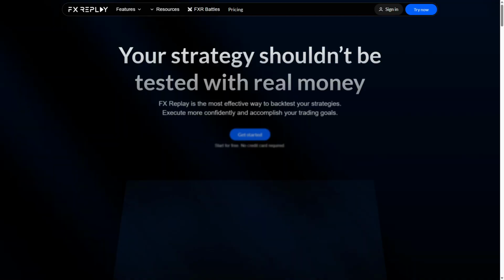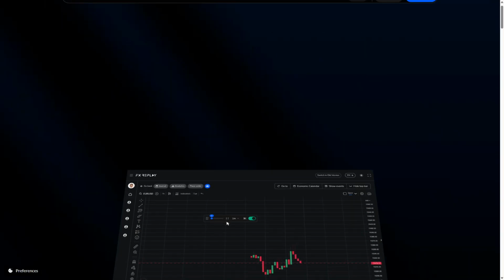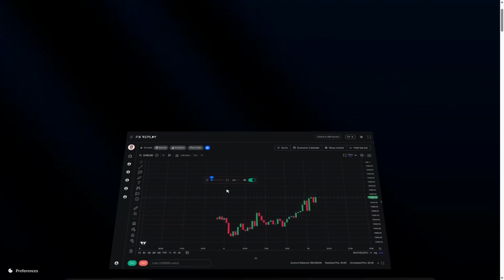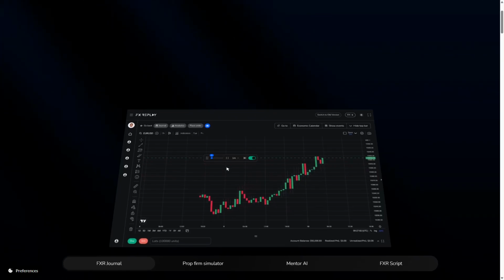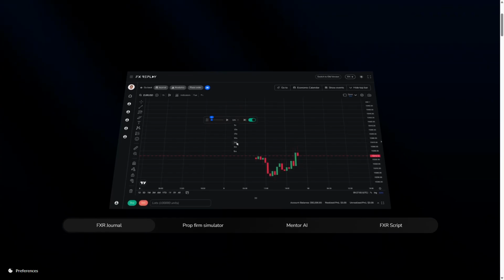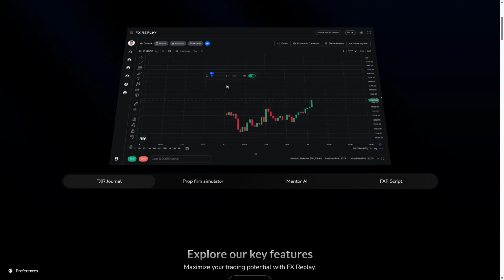FX Replay is a specialized software designed for replaying historical market data with high precision. It allows traders to visually replay past price action tick by tick, simulating real-time trading conditions. This hands-on approach helps users evaluate strategies under realistic market scenarios, including order execution timing.